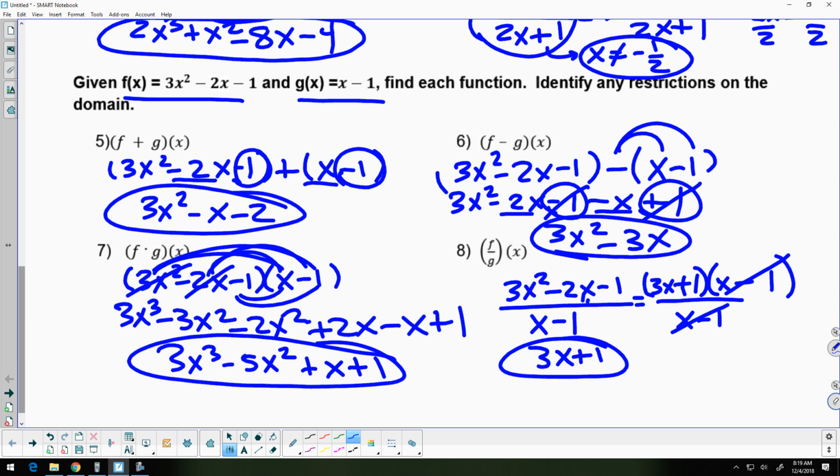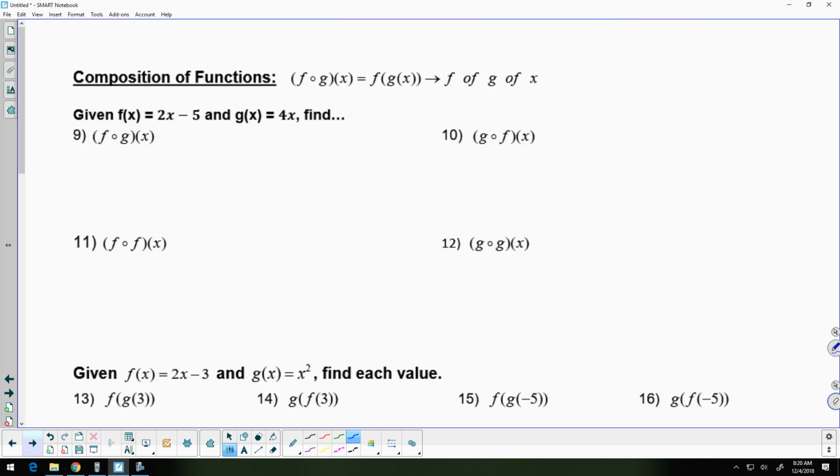Or even if you wanted to, you can tie this into what we did in the previous chapter. If you did division, you could always do long division. So with these two, you could actually do long division or synthetic division and come out with the same exact answer as well. Okay, so keep that in mind. But moving on, what do we have over here?